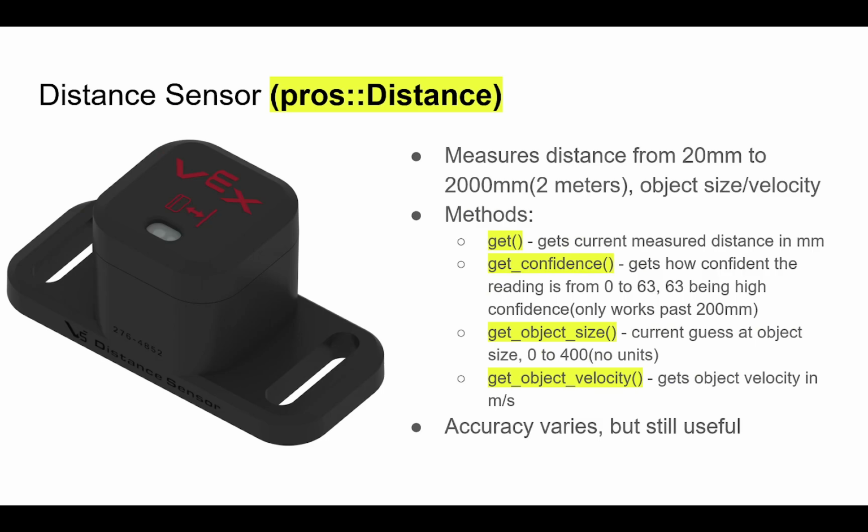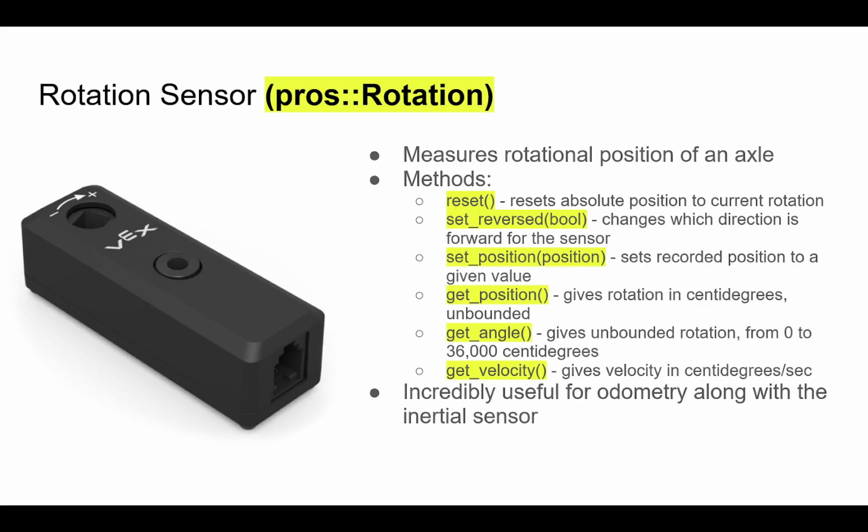Get object size gives the current guess at the object size from 0 to 400. There aren't any units here, it's kind of weird how they set that up. And get object velocity gets the object velocity in meters per second. The accuracy of this part varies, as both getting the object size and the confidence are based on guesses, but it's still pretty useful.